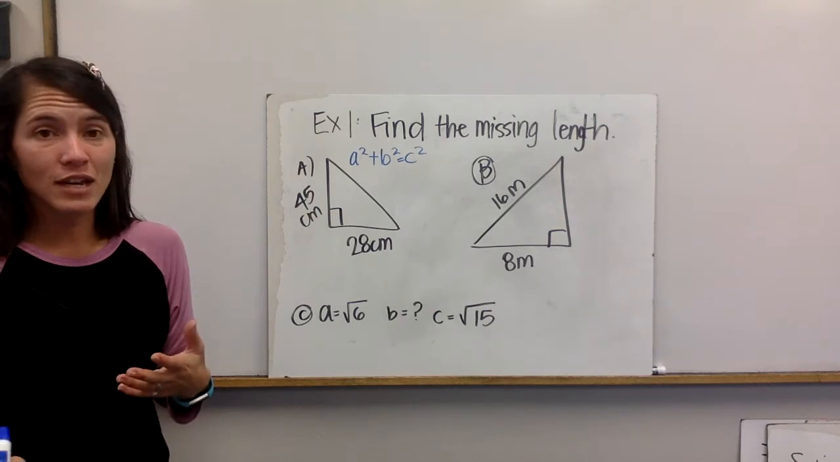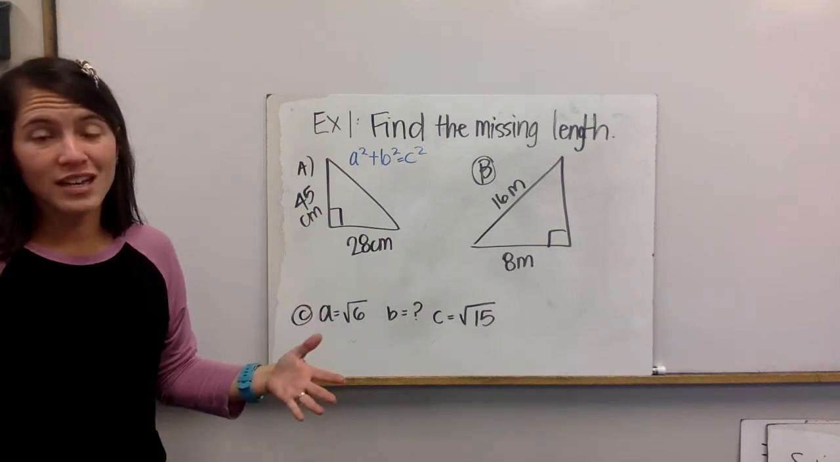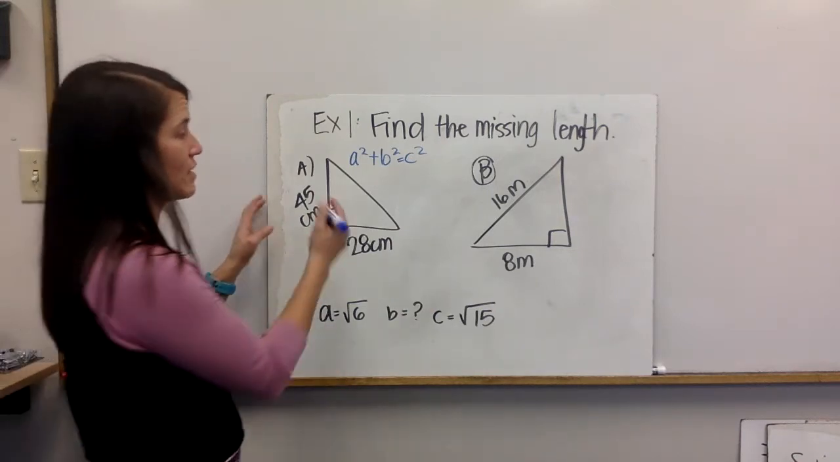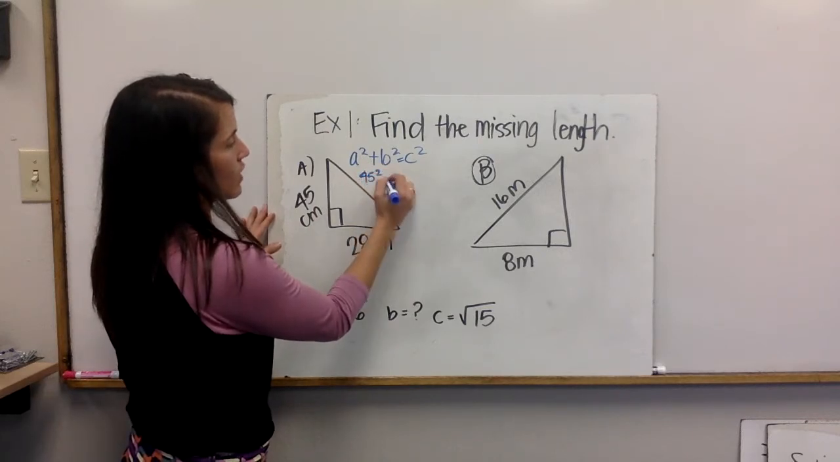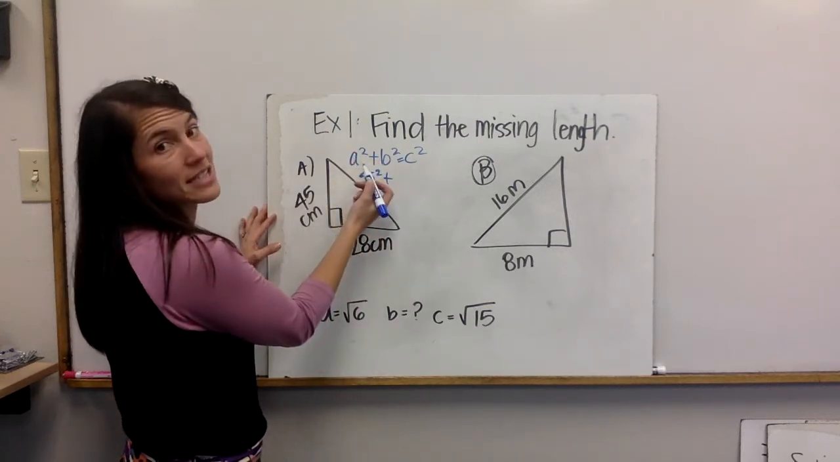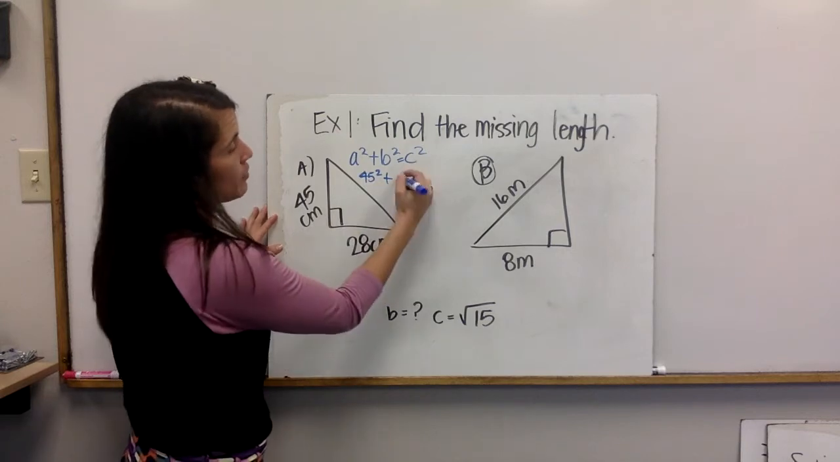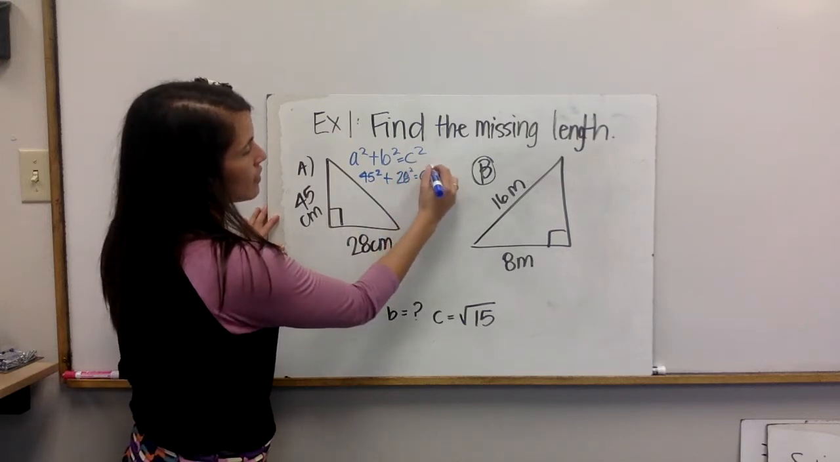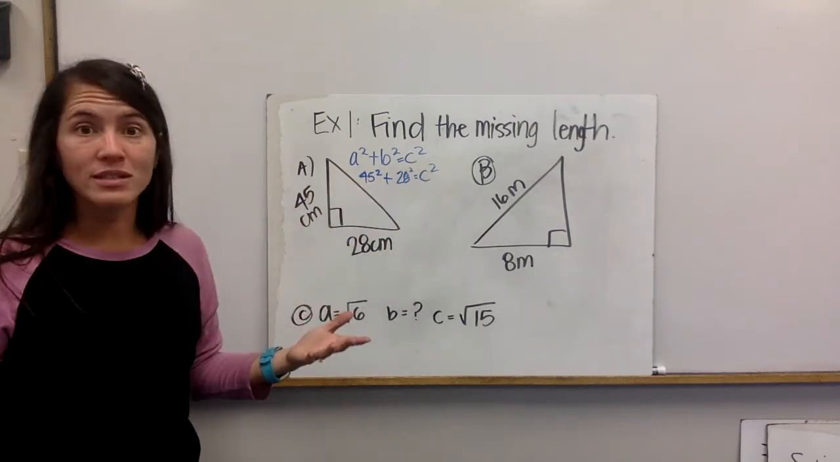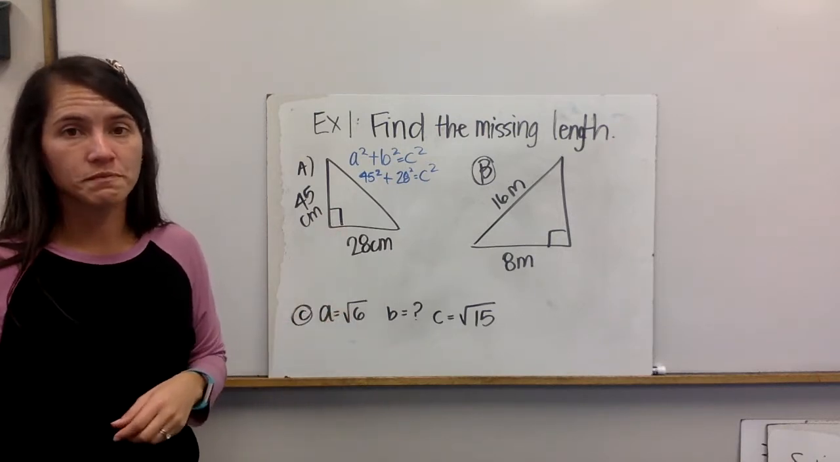Now we're going to substitute in. My legs are 45 and 28. It doesn't matter which one I put in for a and b, so I'm just going to start with 45 squared, substituted in for a, plus 28 squared. And that's going to equal c squared. I don't know what c is yet, so I'm just going to bring c squared down.